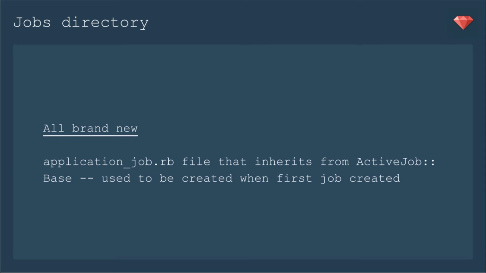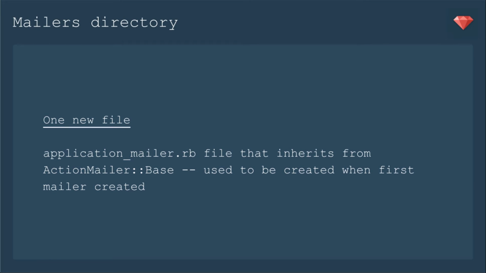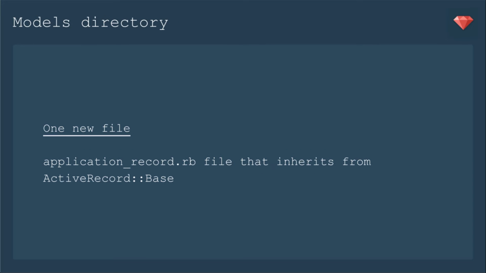Same goes for our new job directory. It has an application_job.rb file that inherits from ActiveJob::Base. This directory and that file used to be created when you created your first job. Now it comes with the Rails generator. And again, same goes for our mailers directory. It has one new file, application_mailer.rb, that inherits from ActionMailer::Base, and it used to be created when the first mailer was created. And one more directory that has that new file, models, now comes with an application_record.rb file to inherit from ActiveRecord::Base. In Rails 5, they're really trying to make this directory and file structure more standard for every directory, where the files need to inherit from base modules.